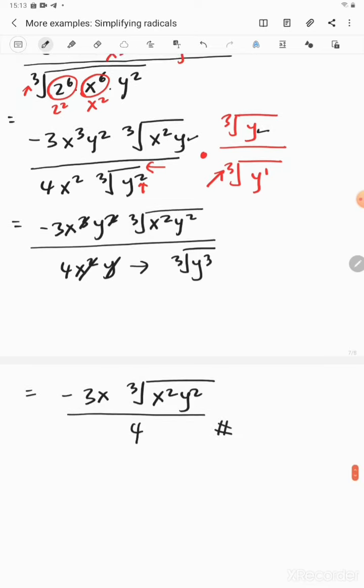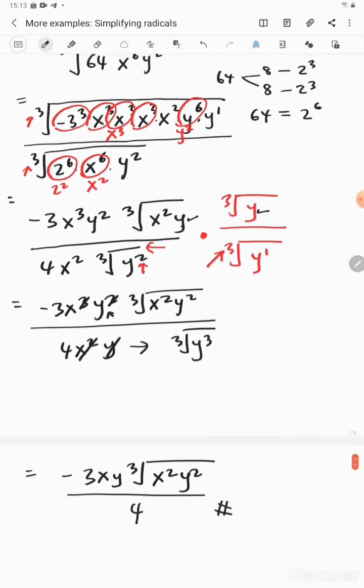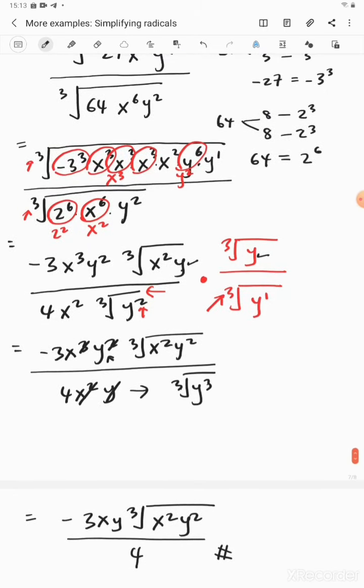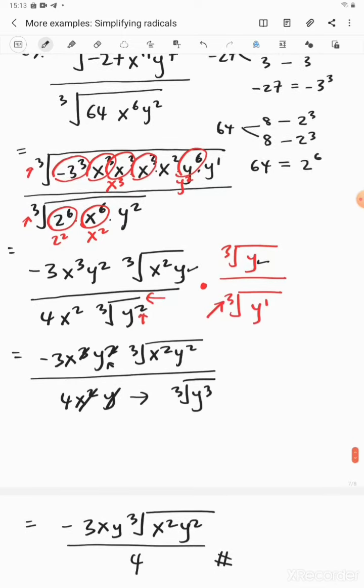Okay, I hope you understand. Oh sorry, now we have y, right? Kita tertinggal y kat sini. Okay, so I hope you understand. This is the last example where kita apply rationalizing dalam simplify ni. Thank you.